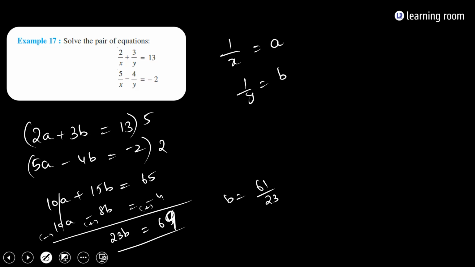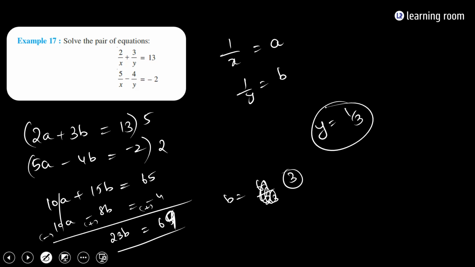69 means it goes 3 times. So B will be 3. So can I write y is equal to 3? This is 1 by 3, sir. A common mistake which people make: once they get B is equal to 3, they'll write y is equal to 3. Y is equal to 1 by 3.